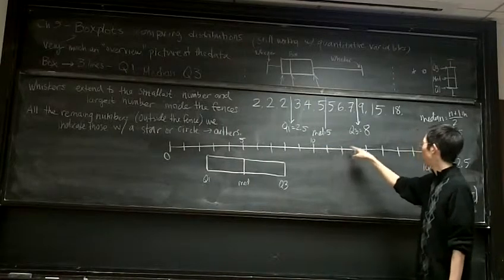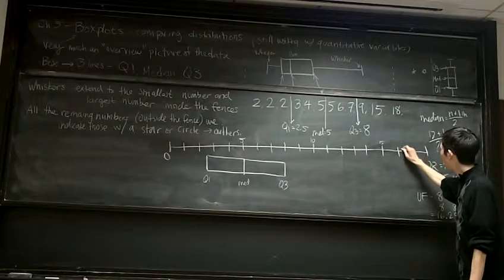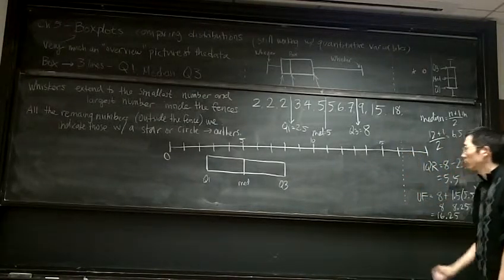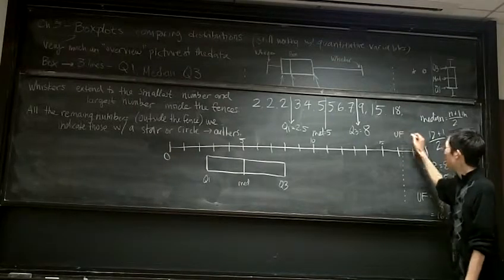So 10, 11, 12, 13, 14, 15, so 16.25. I draw an upper fence right there. Okay, this is my upper fence.